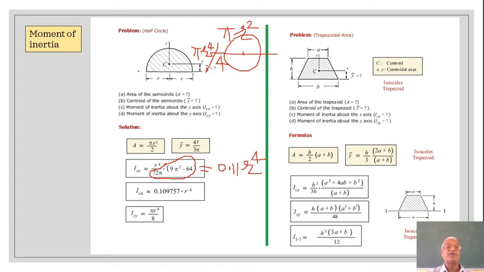But for a semicircle, if the axis is parallel to the base, then it will be 0.11 r raised to 4. And if the axis is vertical, in that case it will be pi r raised to 4 by 8. Then for a trapezium, you can have a look, but I would advise you to break it into a triangle, a rectangle, and another triangle, and then work it out from basic fundamental principles rather than remembering all these formulas. It would always be better to go by basic principles.